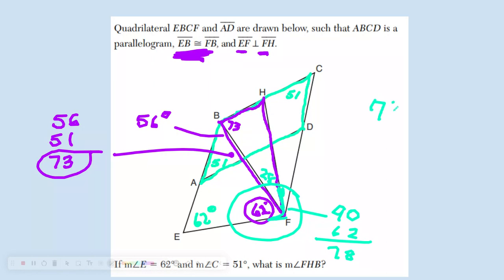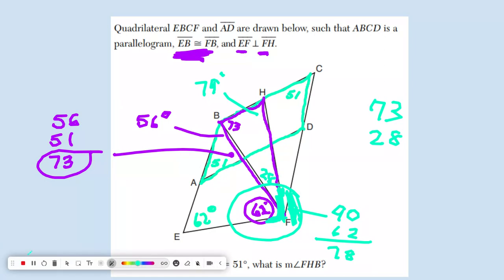So we have 73, we have 28. Remember, we're trying to get 180. So that just leaves that H is 79 degrees. Remember when I said that EF and HF are perpendicular, that means this right here, not this part over here, is 90. So 90, 62 and 28 make 90. And now we know the degree. Go back if you need to. Well, that is parallelograms.